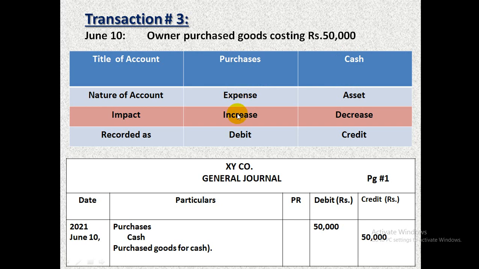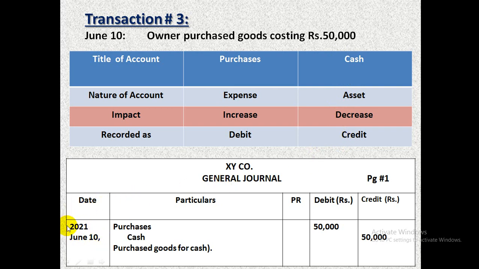Expense is increasing. According to rules of debit and credit, increase in expense debit the account. Cash is paid to purchase the goods. Cash is asset. Because cash is paid, therefore cash is decreasing. Decrease in asset credit the account. Therefore cash will be recorded in the credit side.